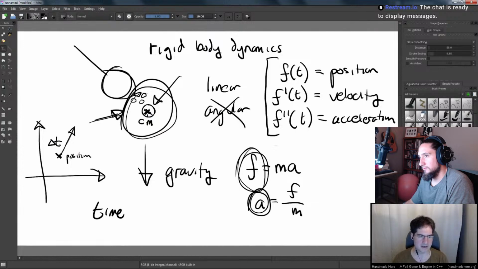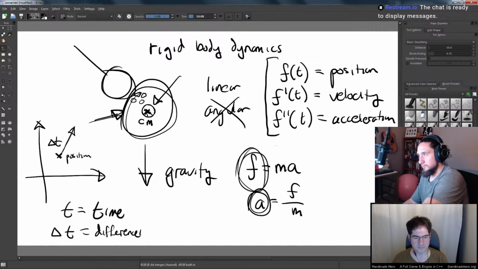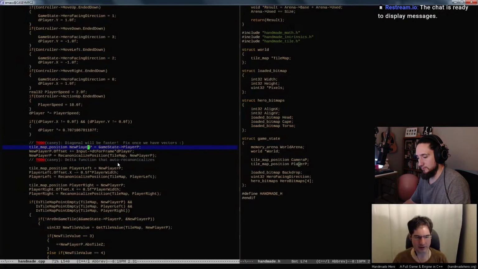I didn't actually say this at the time because we weren't there yet. It stands for delta t. T, obviously, is time. Delta t means the difference in time between two points, last frame and now, or in our case, since we're doing it slightly differently, the difference between the start of the frame and the end of the frame. We're thinking about it in that sense.